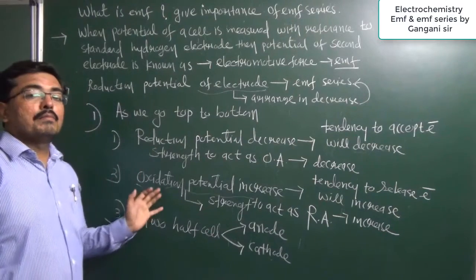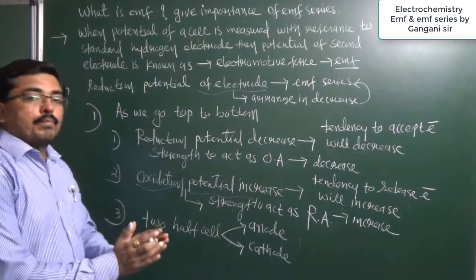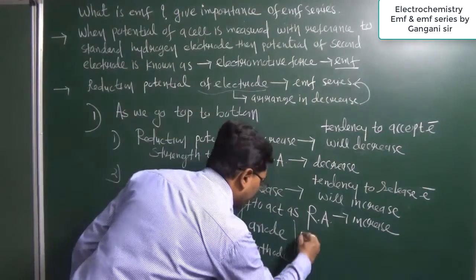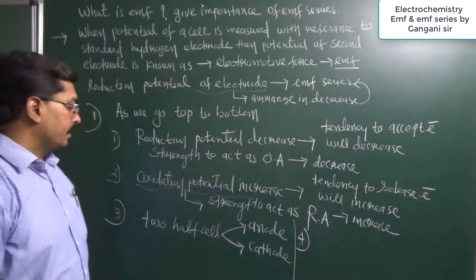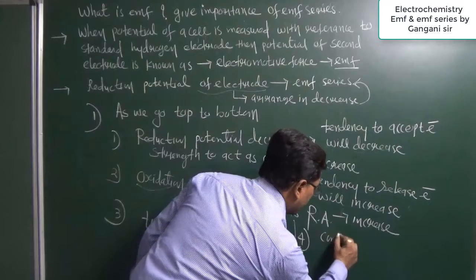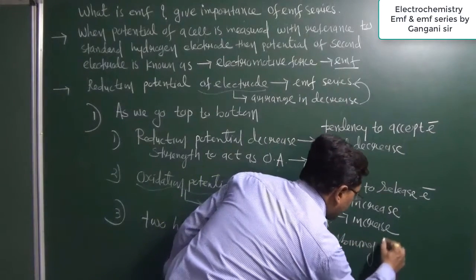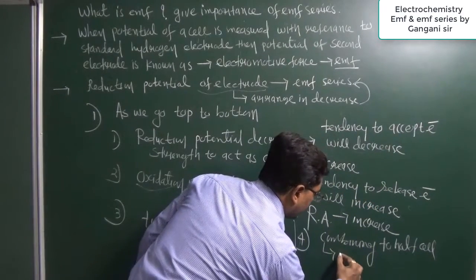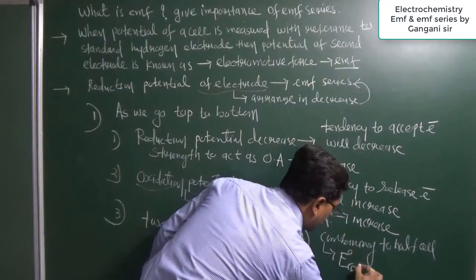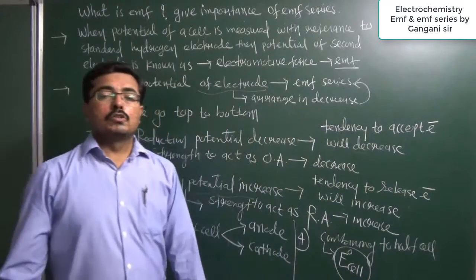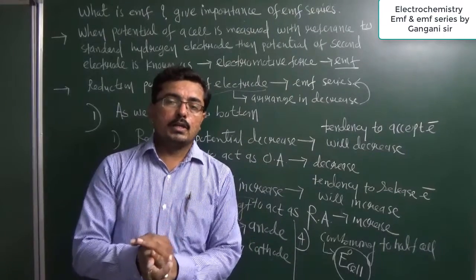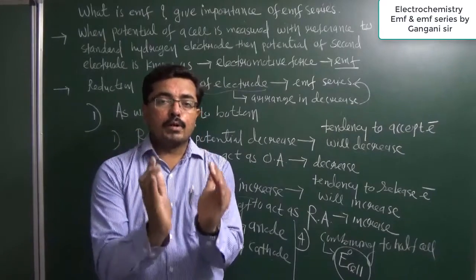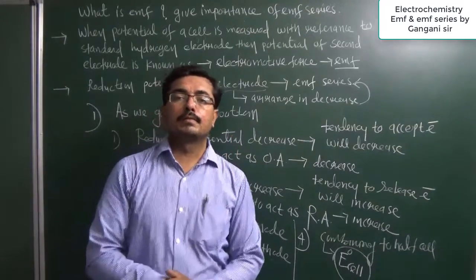Now the second thing: by combining two half cells, we can decide what the potential of the cell will be. Whatever cell is obtained, we can measure the standard potential of the cell. If you know the standard reduction potentials, then before the chemical reaction starts, we can decide the standard potential of the cell by using this method.